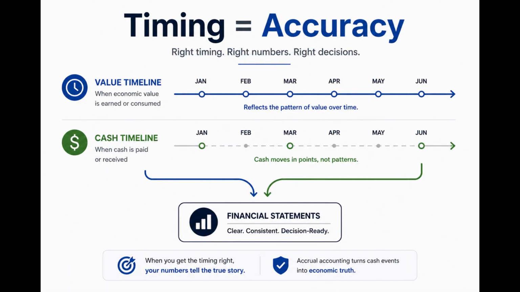So in closing, if season 1 was about building the system, and it was, then season 2 is about making that system accurate. Because once you understand timing, you're no longer guessing, you're modeling reality.